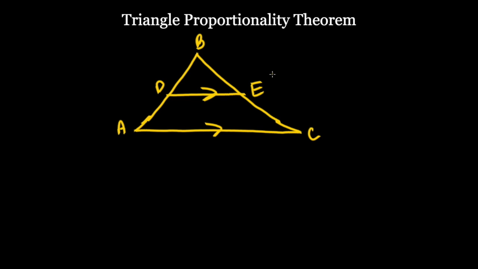This theorem states that in this triangle, since these two lines right here and right here are parallel to each other, then we can say that AD over DB is equal to CE over EB. Knowing this proportionality theorem will help you solve for sides of triangles a lot quicker. Let's go ahead and try some problems now.